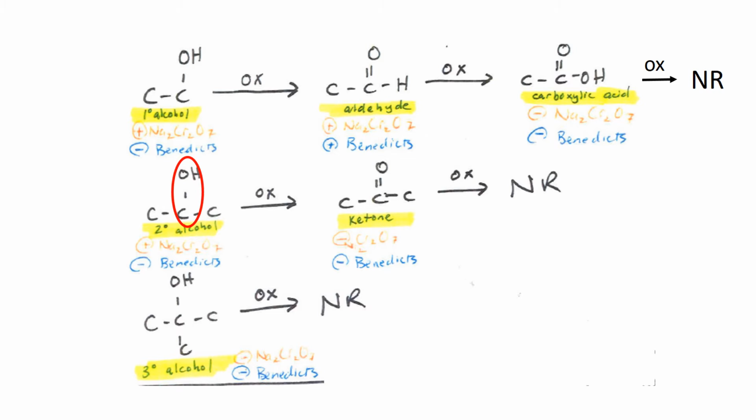There's one bond attached pointing to the left, and there's a second bond pointing to the right. Again, I'm not counting carbons, I'm counting bonds. Since there are 2 bonds to carbon attached to the alcohol, that alcohol is classified as a secondary alcohol. And the way that you would write that is a 2 with a little degree sign.